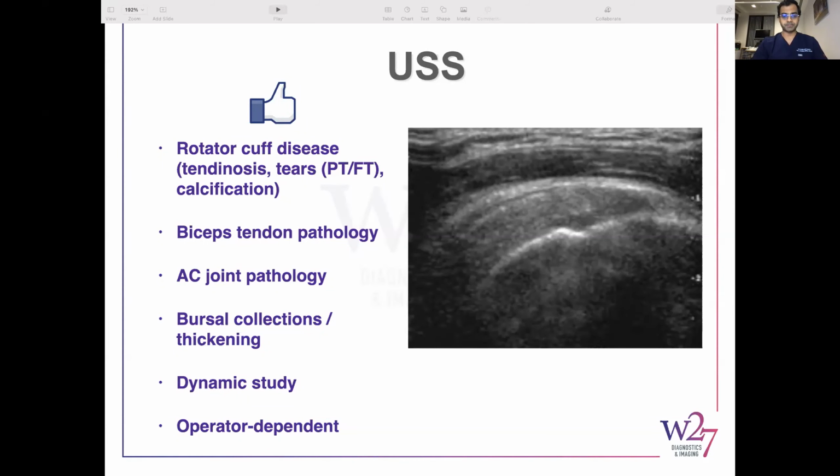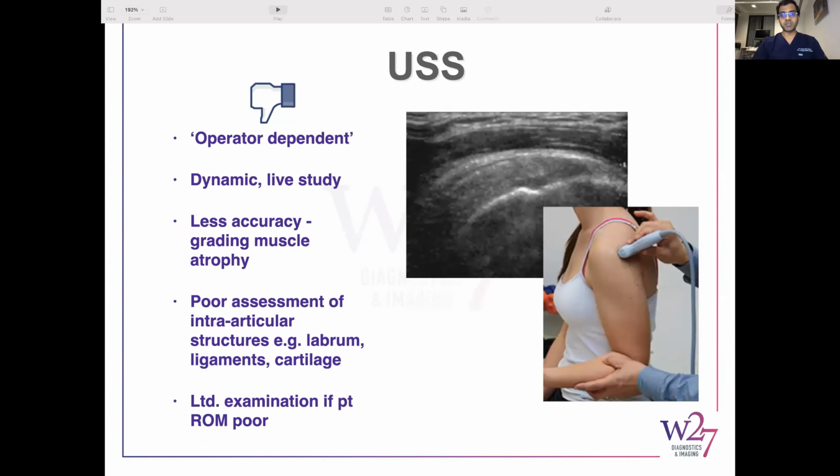It is operator dependent, so it is important to appreciate that in the right hands, ultrasound can actually provide valuable information. Some of the drawbacks to ultrasound are, I'll put again here, operator dependent. So again, if it's in the wrong pair of hands or somebody who's not experienced with ultrasound, the information you glean from that will not be relevant or maybe sketchy.